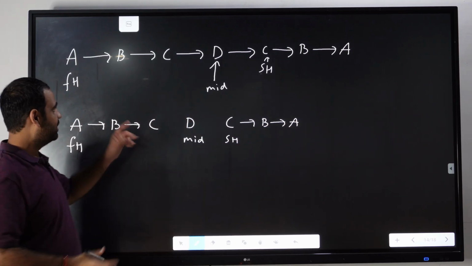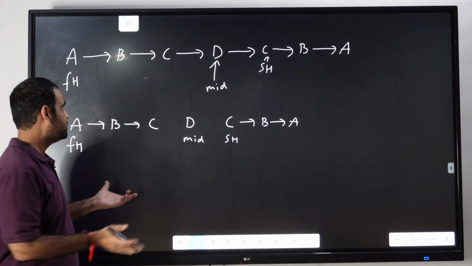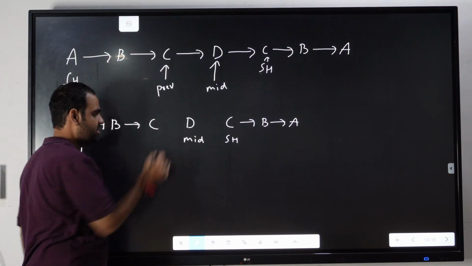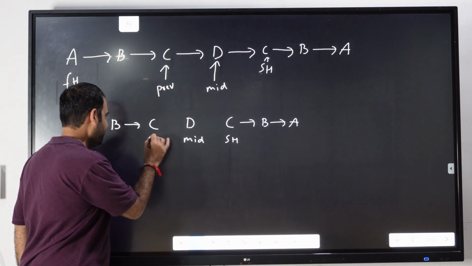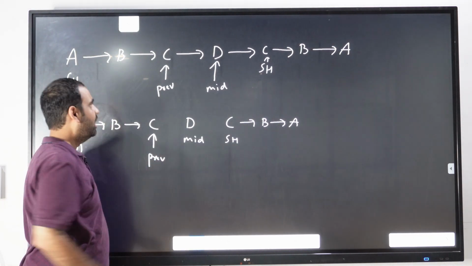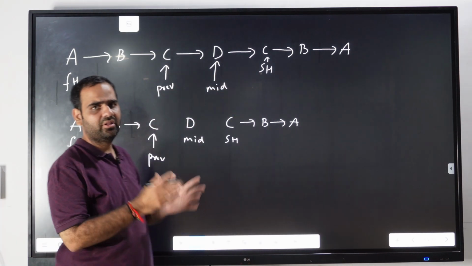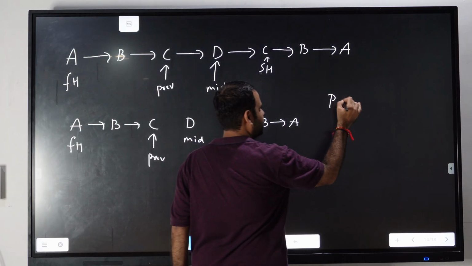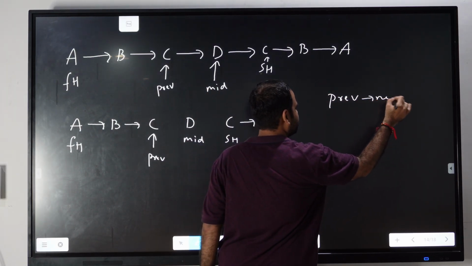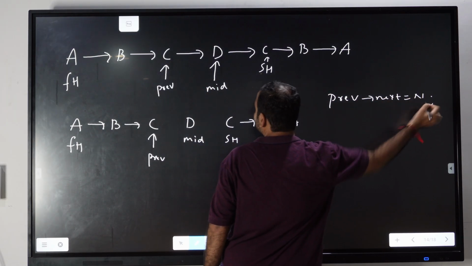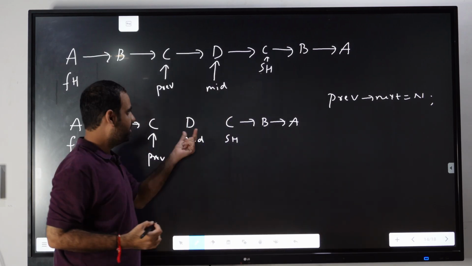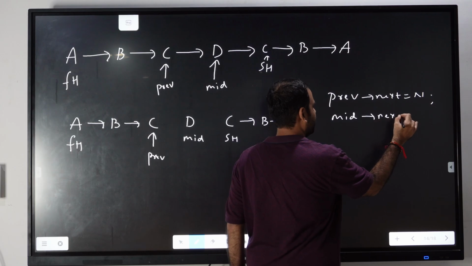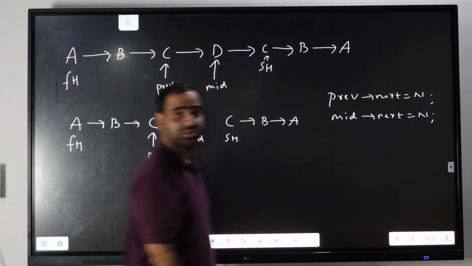Now, we will bifurcate the list. That means you need one more pointer, let us call it previous. You say previous of next is null, this is how it looks. This is the previous pointer. And you say mid of next is equal to null, and this is how the list will look. Now, these are the two lists.